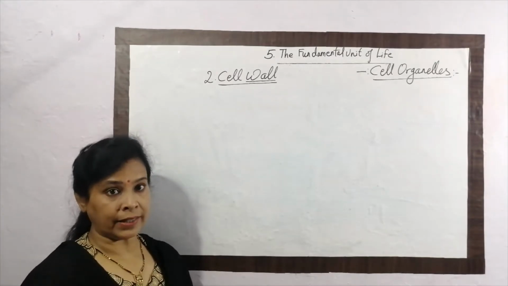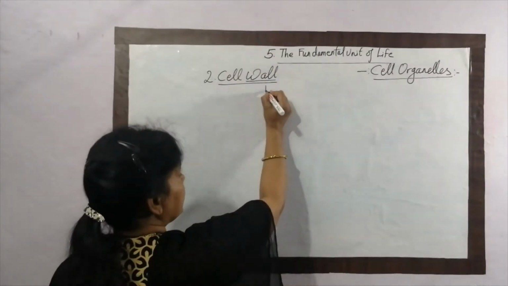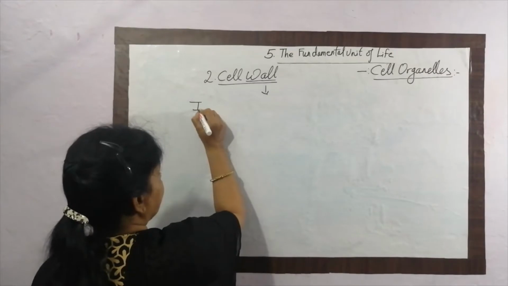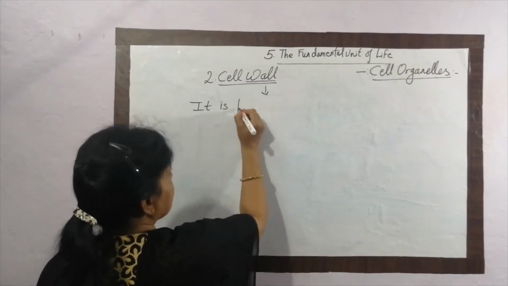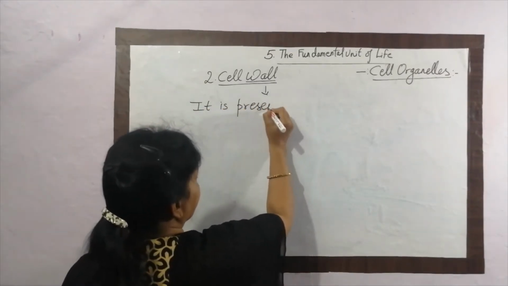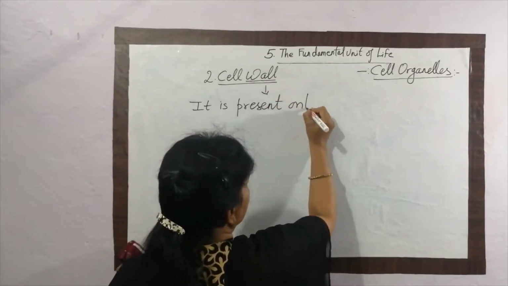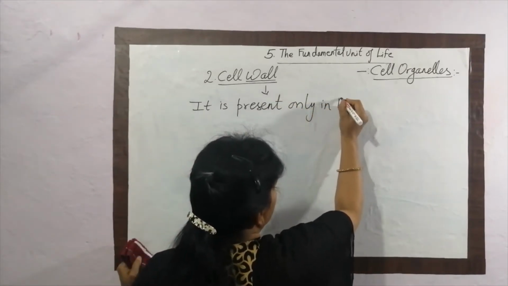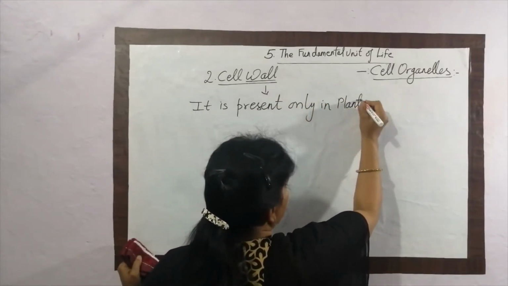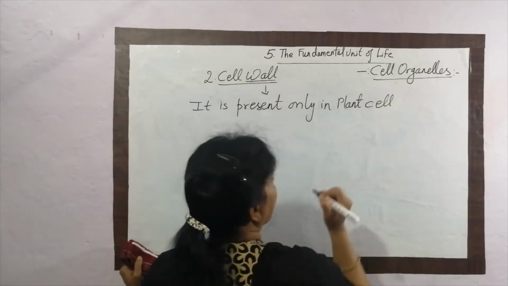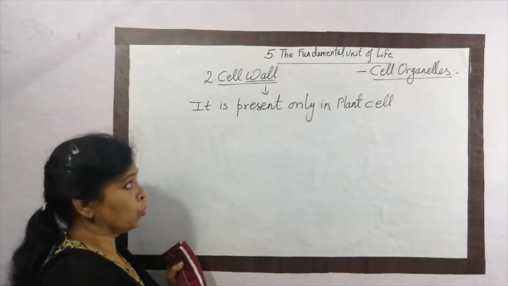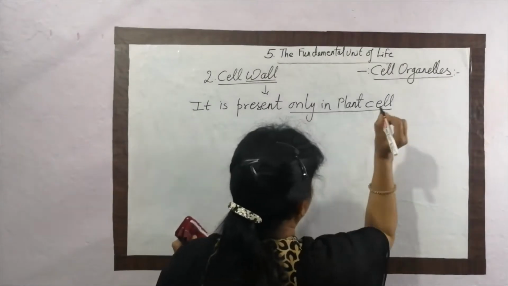But one important thing is that cell wall is present only in plant cell. It is present only in plant cell. It means it is absent in animal cell. Okay, it is known that it is absent in animal cell.